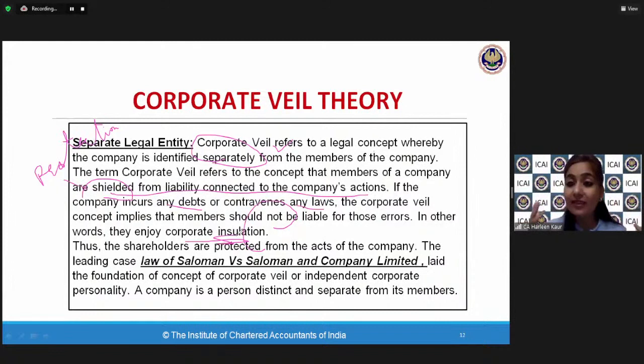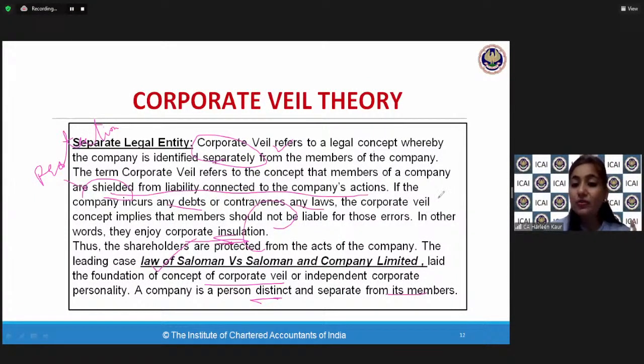Now we are enjoying that insulation. We are isolated. We are away from the company. So if the company is incurring any debts, if the company is incurring any losses, the company will be liable for those errors, not the shareholders. That means shareholders are protected from the acts of the company. And this is what was proved in the leading case law of Salomon versus Salomon and Company Limited. This is the leading case law which laid the concept of corporate veil, that the person is distinct and separate from its members.